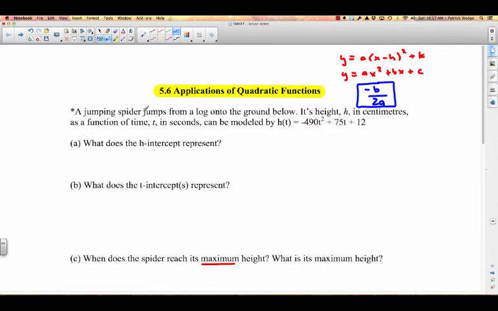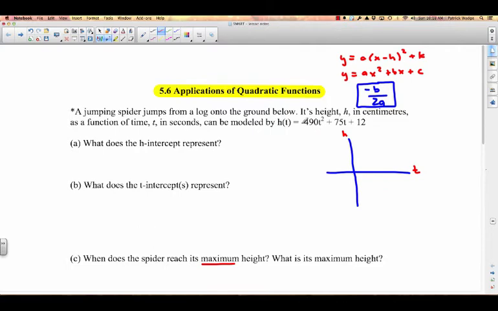A jumping spider, ooh, scary, jumps from a log onto the ground below. Its height in centimeters as a function of time in seconds can be modeled by this equation right here. We want to know, what does the h-intercept represent? First of all, h-intercept and t-intercept is kind of weird, right? Usually we have x and y. That's okay. Instead of y equals, we have h equals. So we have an h-axis here, and instead of x's, we have t's, so this is our t-axis.